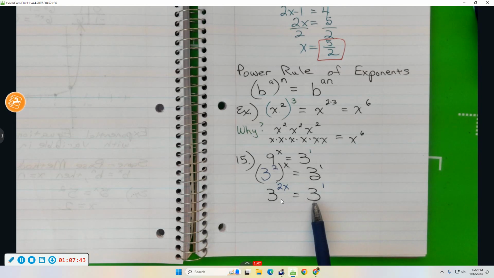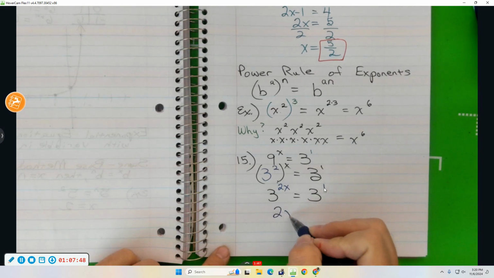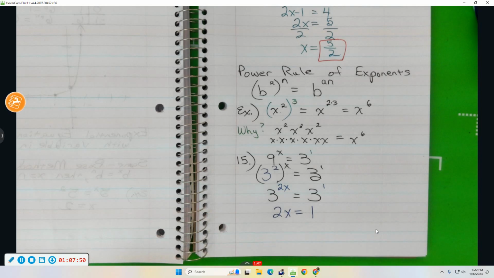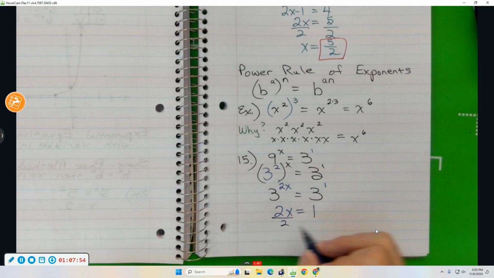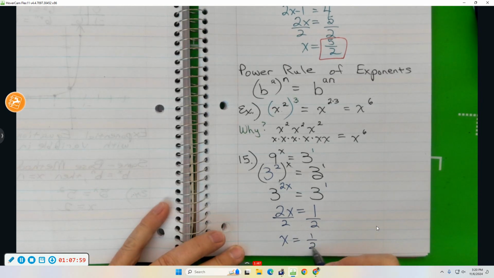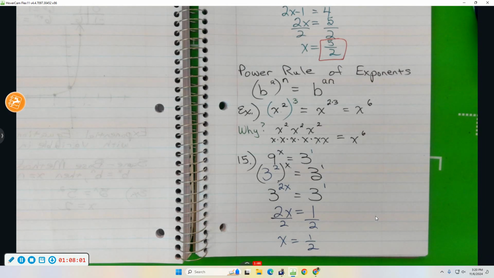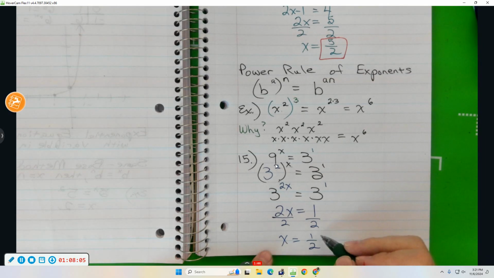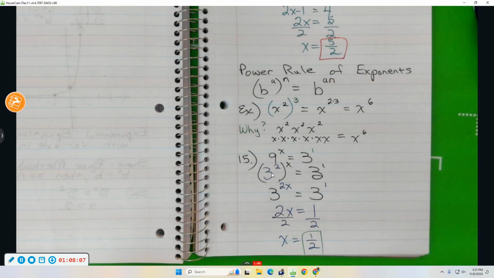If you have the same base, you drop the bases, set the exponents equal. So 2x has to equal 1. Divide both sides by 2 to give us a final answer of x equals 1/2. Any questions there? See how we rewrote the 9. That's the job. That's the work here.